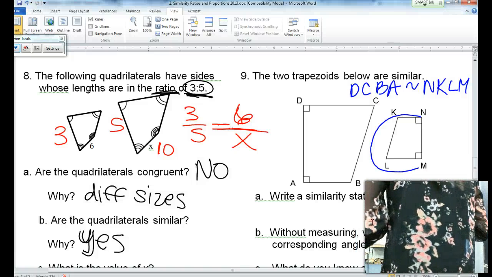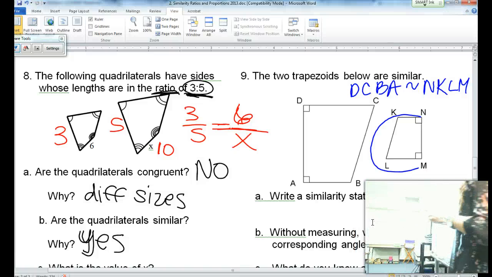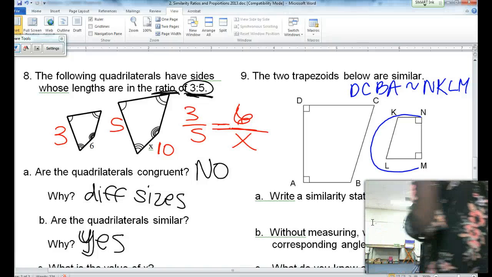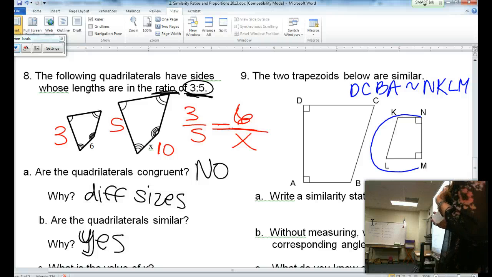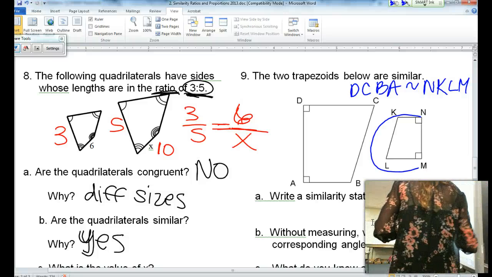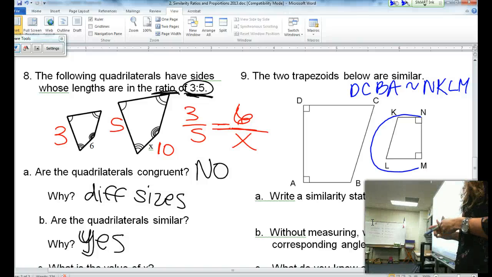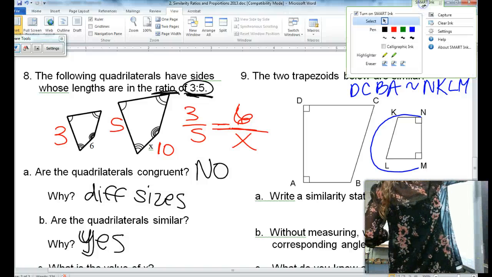Without measuring, what do you know about the corresponding angles? Kendall? Yep. Like angle D and angle N. What do you know about them? They're congruent. That's one of the two things we learned yesterday. The angles are congruent. The sides are proportional. Angles are congruent. Sides are proportional.